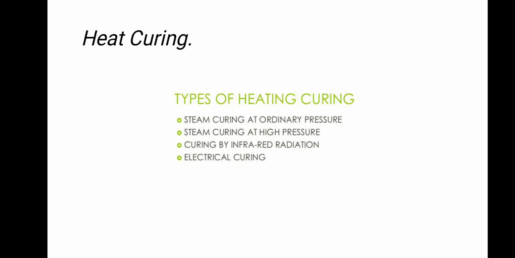Now, another type of curing is heat curing. In these, various types of curing using heat are steam curing at high temperature and ordinary temperature. Methods such as infrared curing and electrical curing are also being used. These are usually used for precast members, by which the time is reduced and strength is gained faster than the mainstream methods of curing. Steam curing is used for precast or prefabricated members, and they gain strength within a few days.